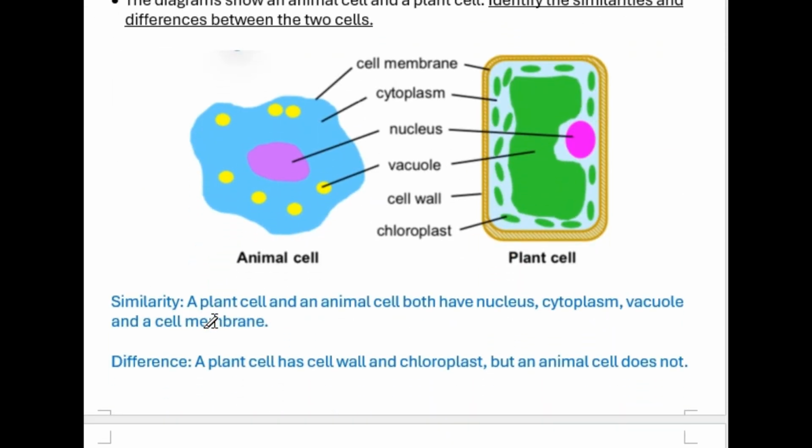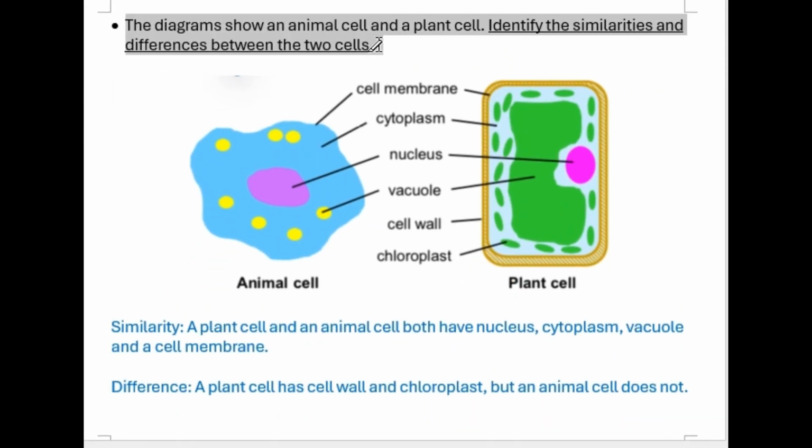The diagrams show an animal cell and a plant cell. Identify the similarities and differences between the two cells. Similarity: a plant cell and an animal cell both have nucleus, cytoplasm, vacuole and a cell membrane. Difference: a plant cell has cell wall and chloroplast, but an animal cell does not.